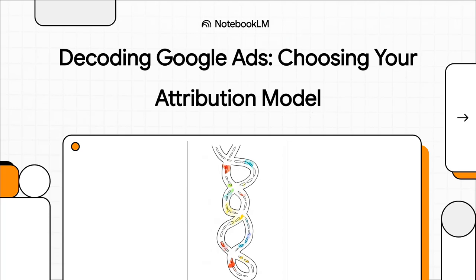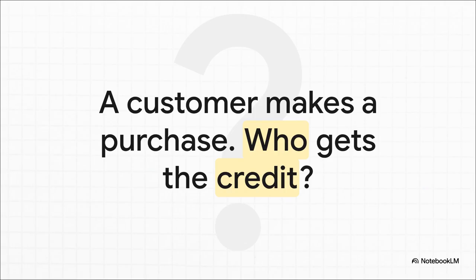All right, so if you're pouring money into Google Ads, you've probably asked yourself this a million times. What is actually working? Well, today we are going to decode the exact tool that answers that question. We're talking about attribution models and how you can finally give credit exactly where it's due. It really all boils down to this one simple question.